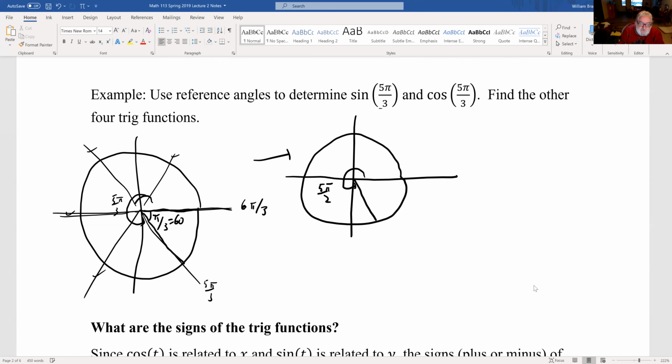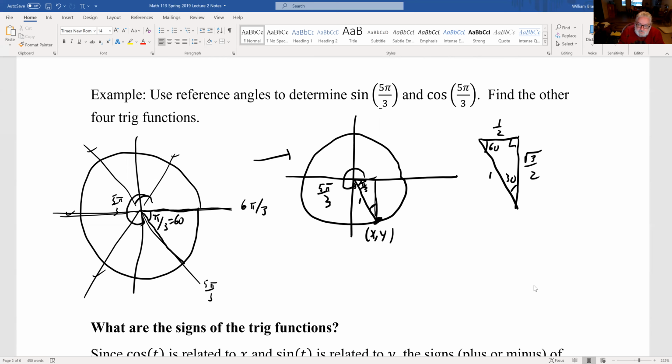To find its trig functions, we need to know the coordinates of this point. But we know that this angle here is pi over 3, which is 60 degrees. And so we can draw on this triangle. This angle must be 30 degrees. So we have buried in there a 60, 90, 30 triangle. That has a length of 1/2. This has a length of square root of 3 over 2. This has a length of 1. We're in a unit circle, so it's a length of 1.